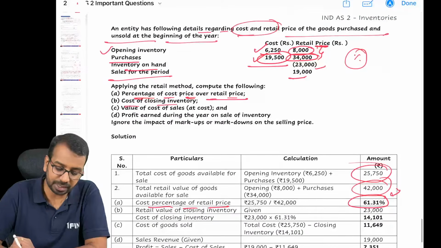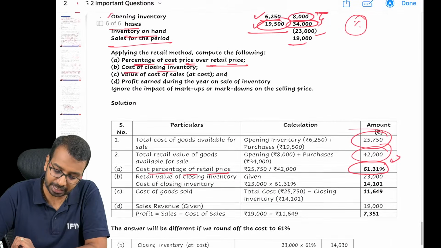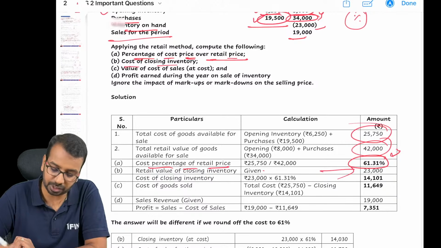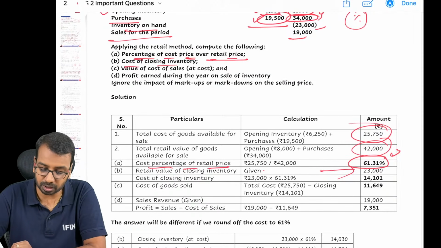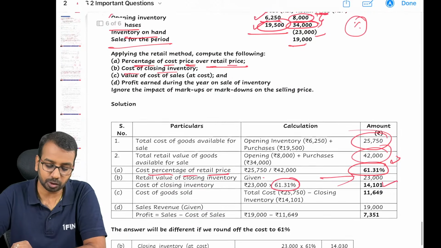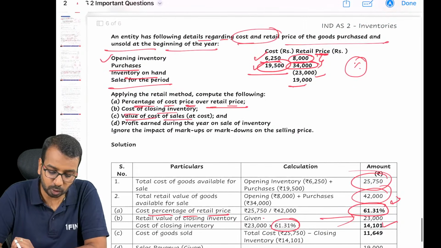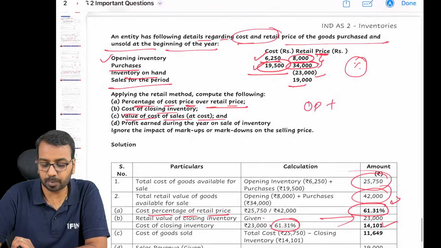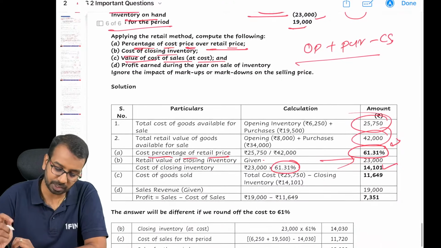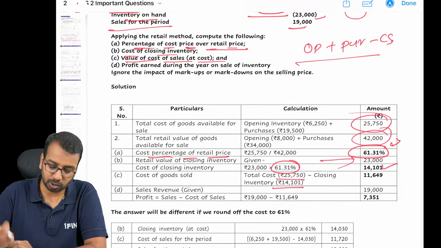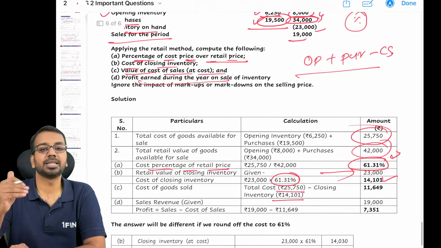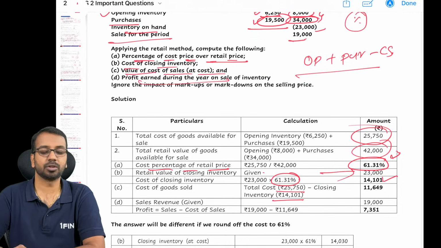Cost of closing inventory: inventory on hand is 23,000. How much is the cost? 61%, so that will be the cost. Value of cost of sales: you will use the opening stock plus purchases minus closing stock formula and you will get the number. So the total cost minus closing inventory gives cost of goods sold, and sales minus cost of goods sold will give you the profit.